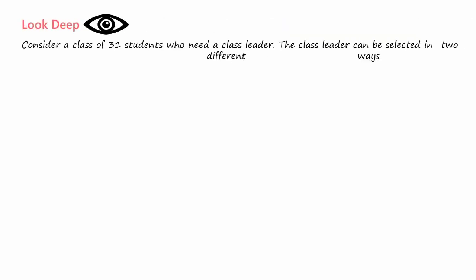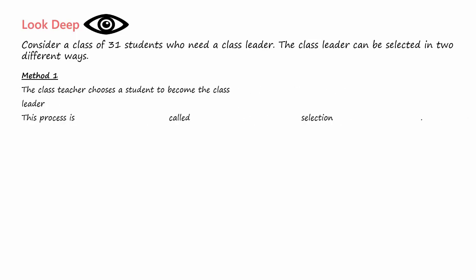In the previous class, we have seen what representative governments are. The governments that are formed by the representatives elected by people are called representative governments. Now let us see how we elect our representatives. Before seeing that, here is a class with 31 students. They want a class leader. There are two different ways. Let us see the two ways in which they elected their class leaders.